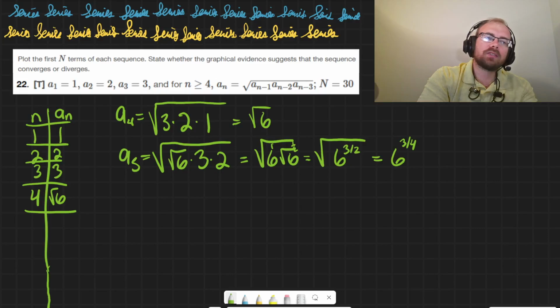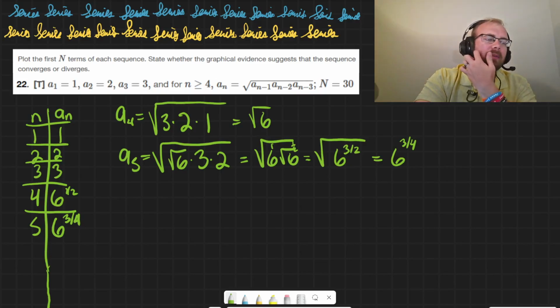So actually, you know what? Let's go ahead and write them as fractional powers. I think that might be easier as we move forward here. So 6 to the 1/2 power, and then 6 to the 3/4 power, because I think we might end up with some sort of pattern with 6s. At least so far we have 6s going on here. So let's see.